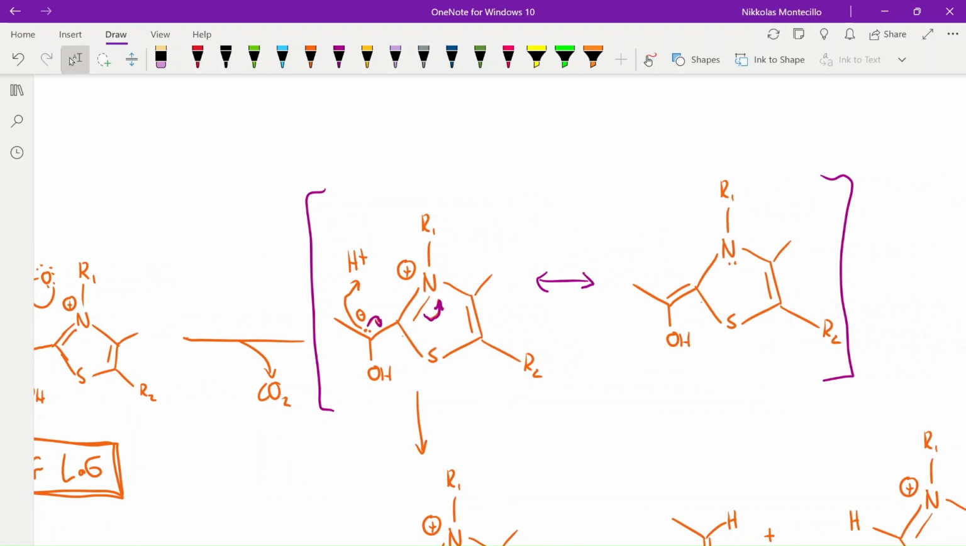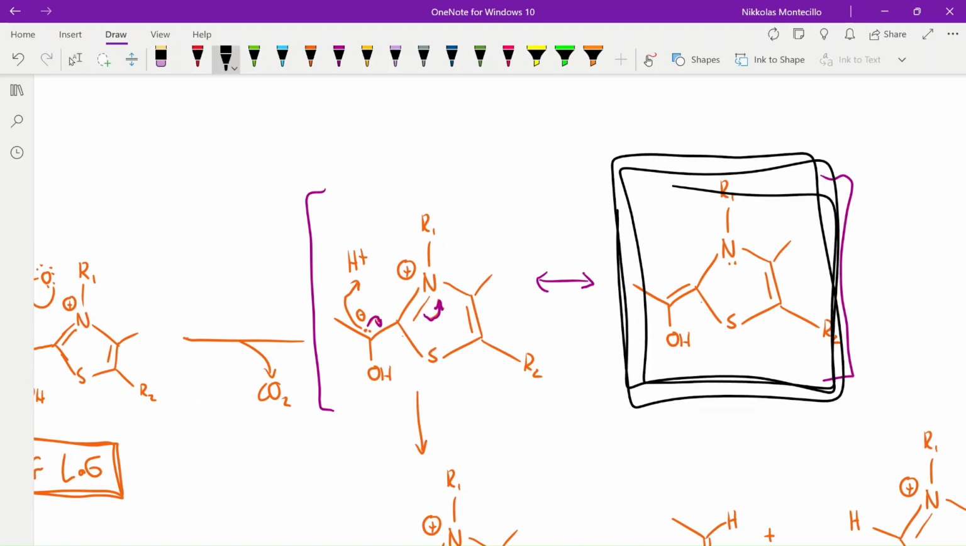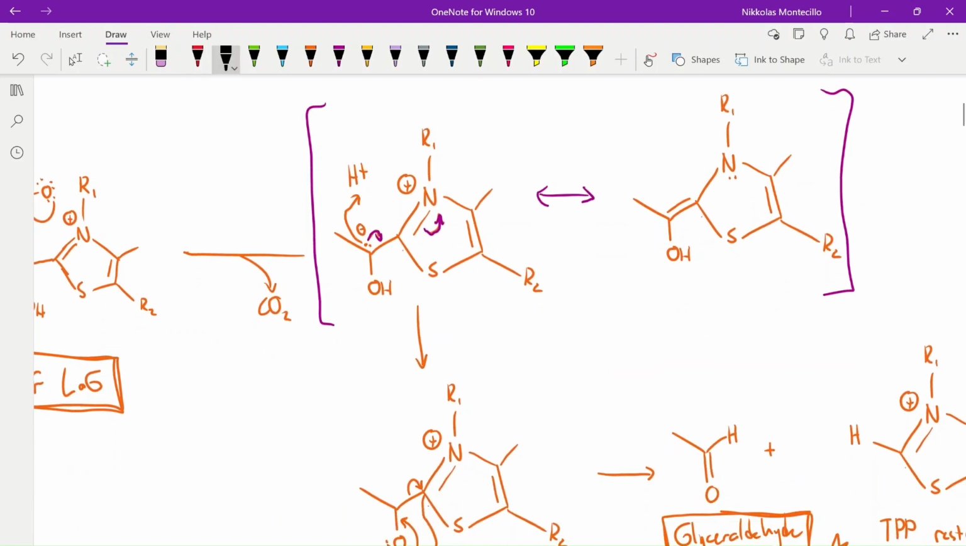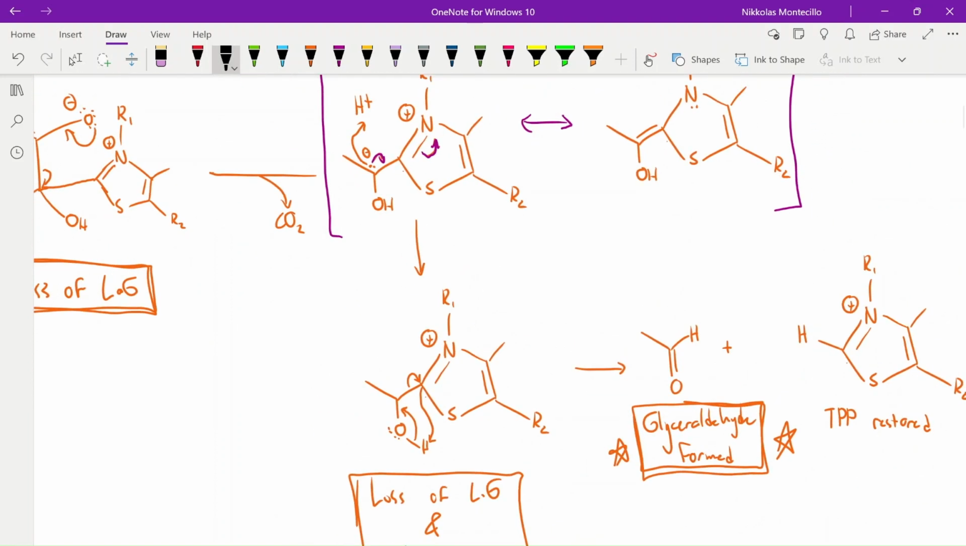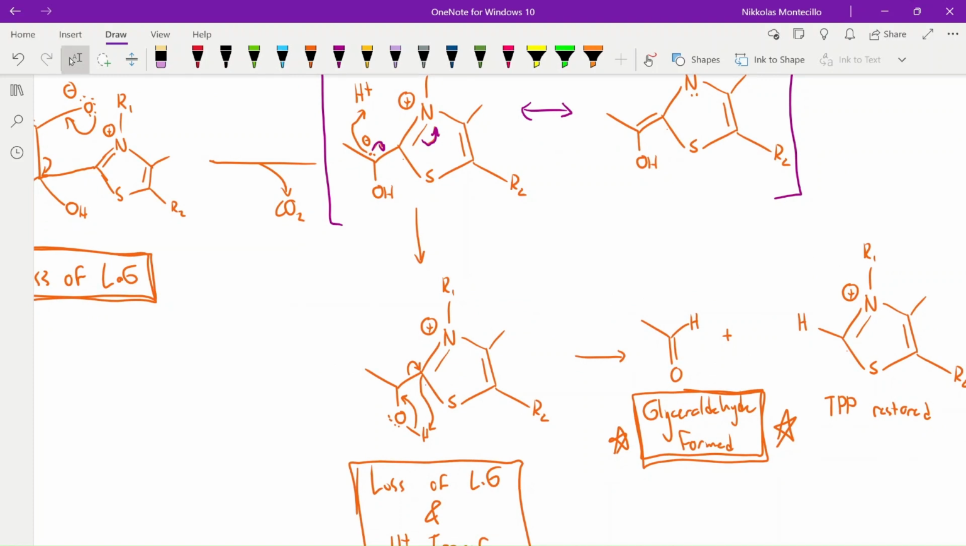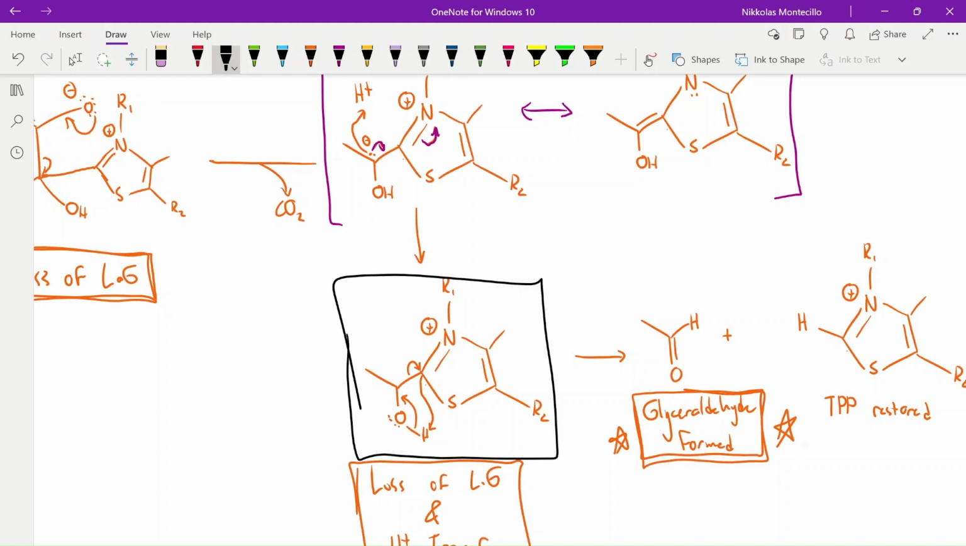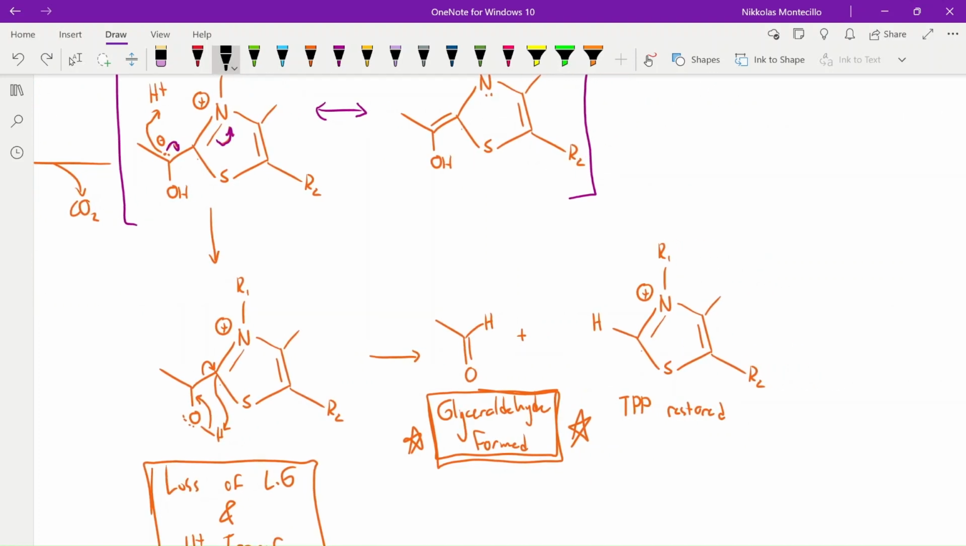Because we see here that a double bond can form, and this is in a sense an elimination reaction. But what essentially happens here is that a proton transfer actually occurs, which allows for the loss of a leaving group. So there's an intramolecular reaction here for the TPP ring, where this proton essentially donates its electrons to form a C double bond O bond right here, but in doing so causes the release of this molecule. And what we see here is the formation of a glyceraldehyde and the TPP molecule restored.